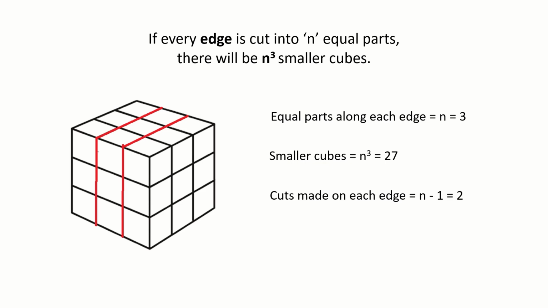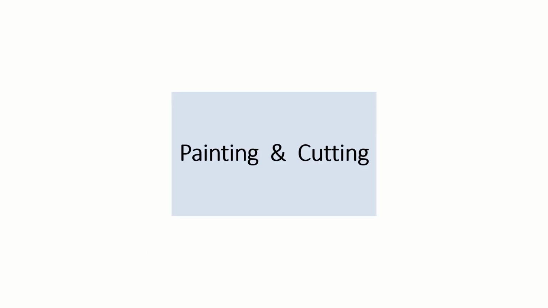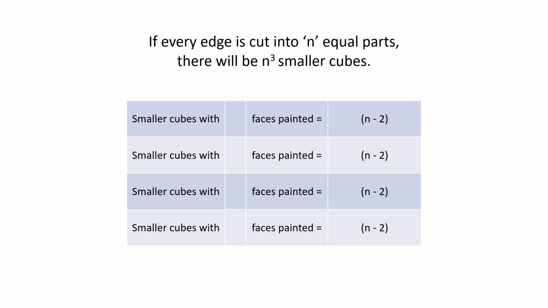Now we are merging the concept of painting along with cutting. This is a very simple table that we have. As you see, the contents right now are repeated. We read this as smaller cubes with dash faces painted equals to something n minus 2. Now let's fill up this table.